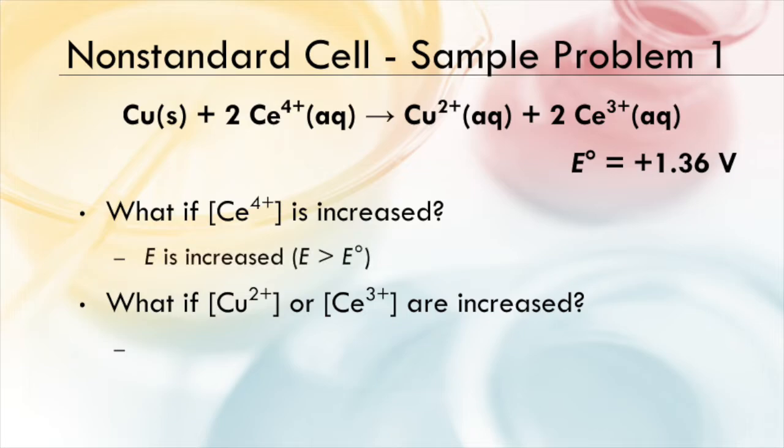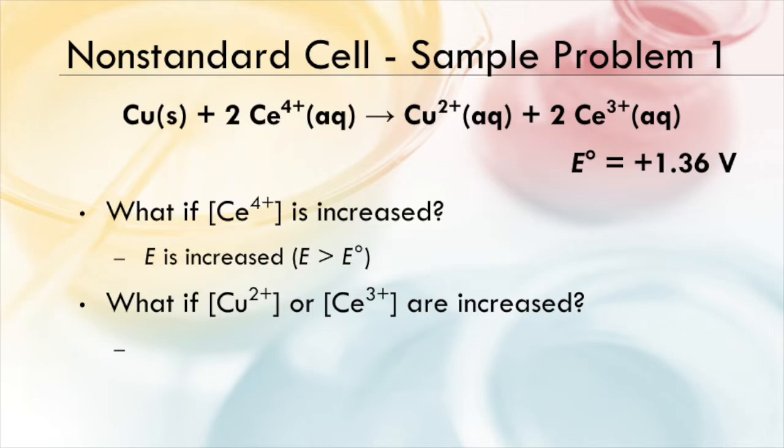If the concentration of cerium-4 were higher than 1 molar, then it would give us more reactants in this product-favored reaction, and that would make this spontaneous reaction farther from equilibrium. E would be increased and would be greater than the standard E.